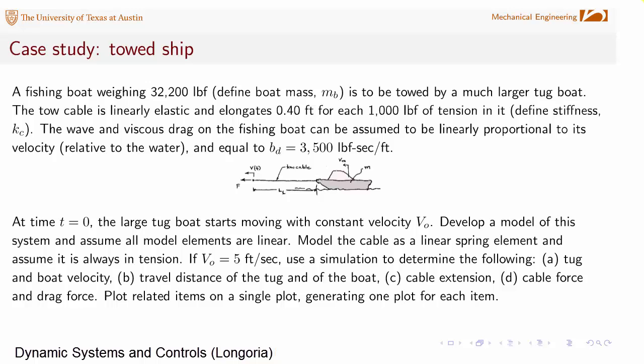This case study looks at a small ship, a small fishing boat, the given mass that's being towed by a larger tugboat. There's a tow cable here that we're going to assume can be modeled as a linear elastic element, a spring, so we can estimate, given how much it elongates for a given tension, and that I hope you identify can give you the stiffness, right?